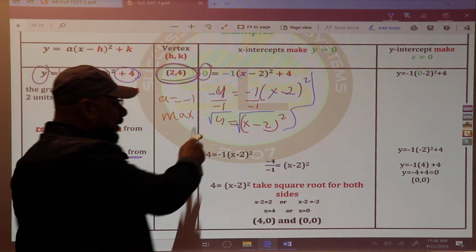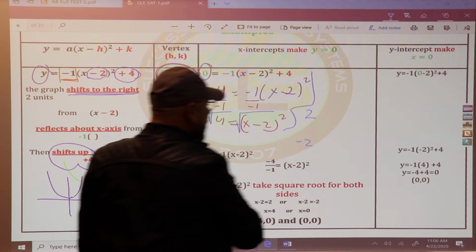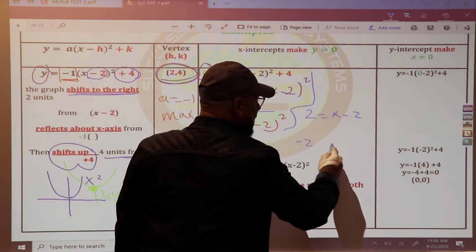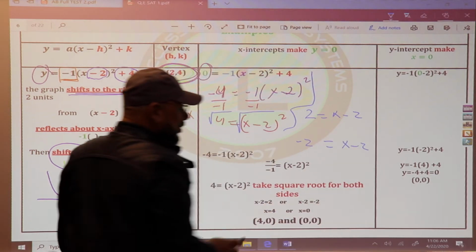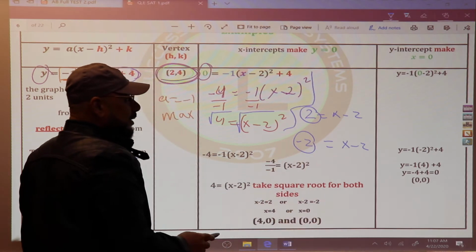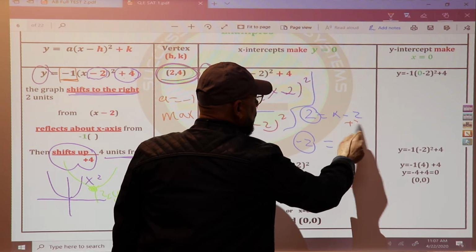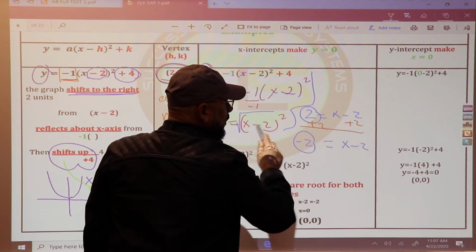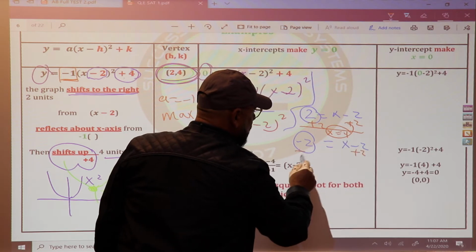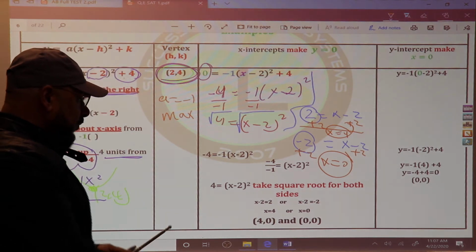When you take the square root, 4 becomes 2 or negative 2, and this becomes x minus 2. You focus on the 4: 2 or negative 2. Now you add 2, then x equals 4 from the first one, and plus 2, x equals 0. Then I have 2 x-intercepts, 4 and 0.